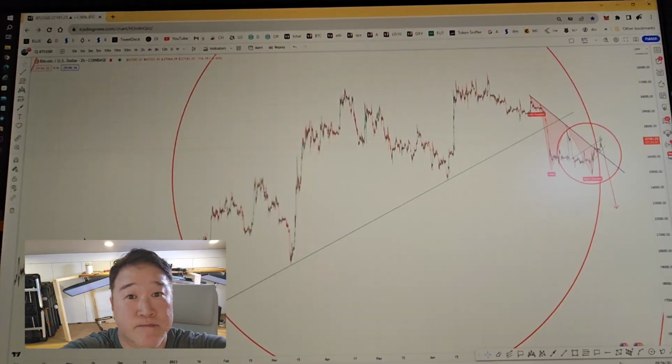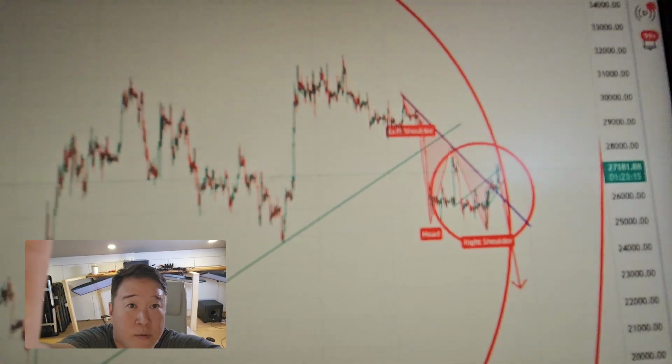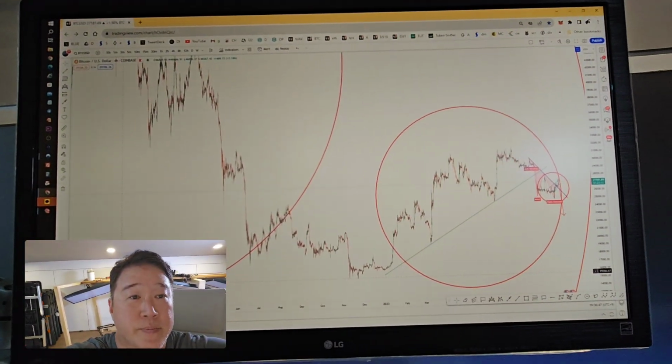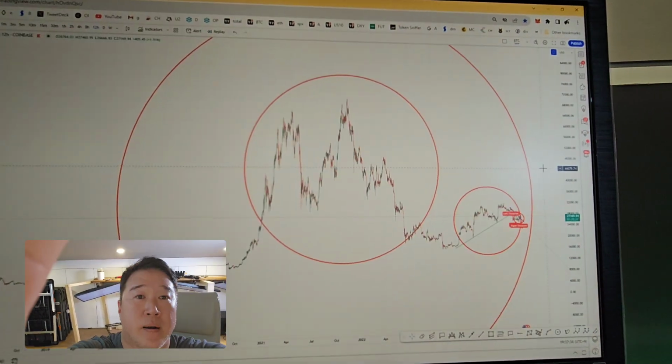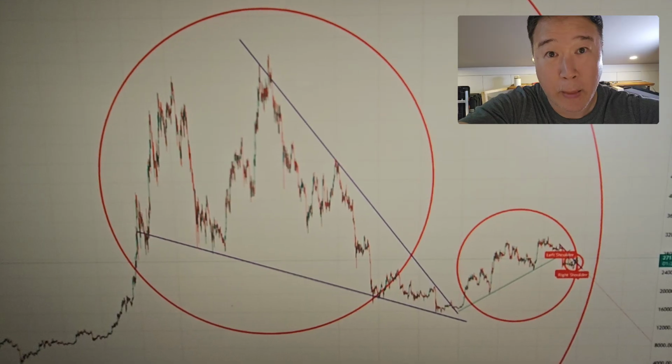Let's zoom out, zooming out even farther, zooming out even farther still. All right, this is about all we need. Bam.